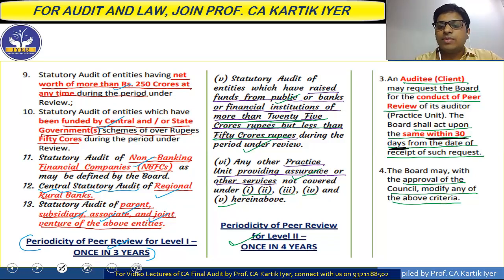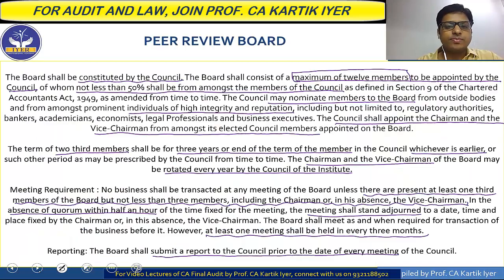Finally, the board may, with the approval of the council, modify any of the above criteria. So the board may change the criteria on the basis of which these conditions have been put in. That is basically what we read in the third column. Okay, so that is in relation to this part.